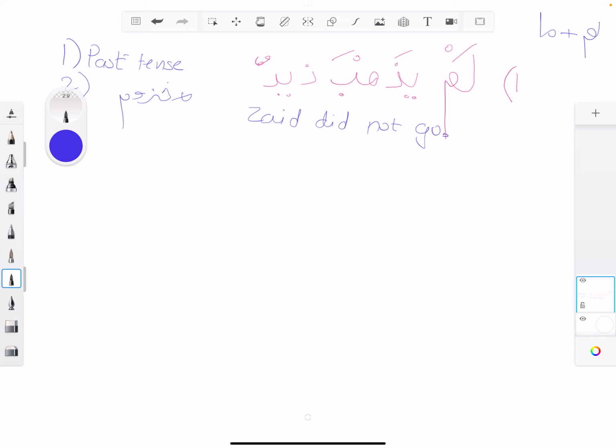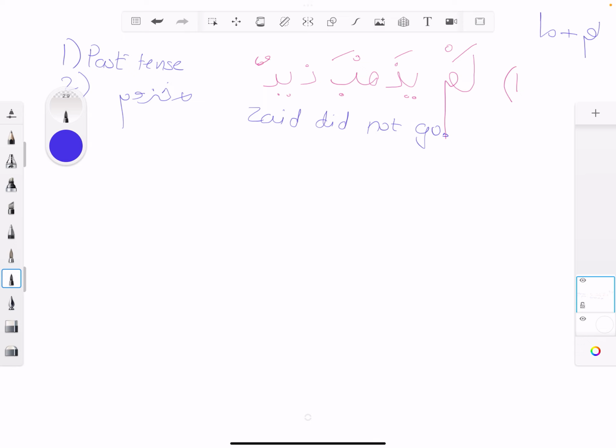So when you use lam, you have to change it to majzoom. You'll get practice in this. You'll just know when you see a lam, it just becomes majzoom. And always mudari. Always. Always mudari. I think it's because we always associate Madi with past tense.